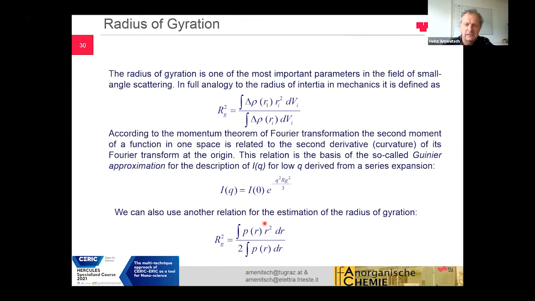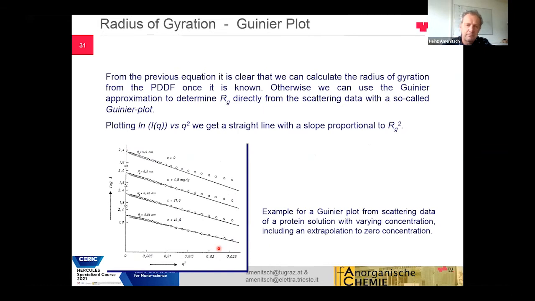You can calculate the radius of gyration directly from the pair distance distribution function. And how you derive this from the scattering pattern: you plot the logarithm of the intensity versus q squared, and then you should have a linear slope, and the slope is correlated to the square of the radius of gyration.